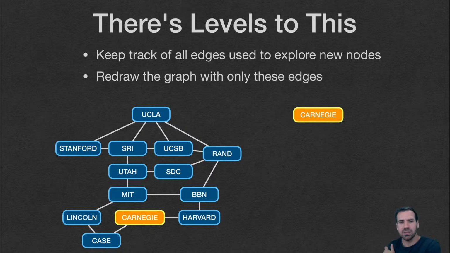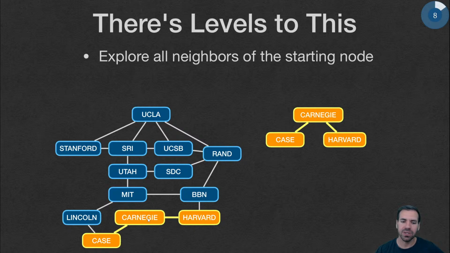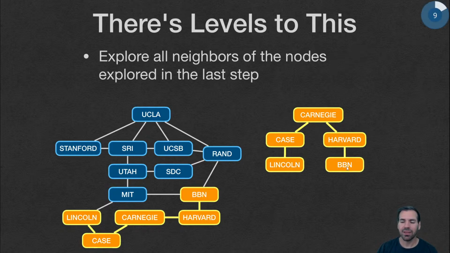And I'm going to draw this in a very specific way. My start node, I'm going to put at the top of this graph. And whenever I explore a new node, I'm going to draw it visually lower on my new graph. So Carnegie is going to explore Case and Harvard. So I'm going to draw Case and Harvard going down when I add these edges to the graph. And I'm only adding the edges that I used during the run of the algorithm. So when I explore the neighbors of Case, Carnegie is already explored, but I find Lincoln. Lincoln's going to be below Case, and BBN is going to be below Harvard. So I had another edge that I used to find each of these, and I'm going to draw them lower on this new graph.